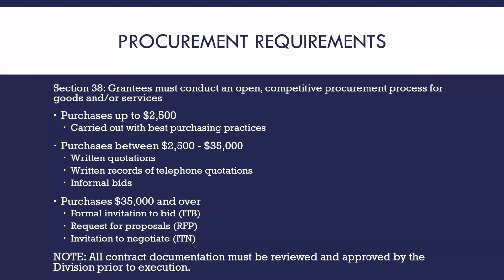Anything above $35,000, you would either need to do a formal invitation to bid, request for proposals, or invitation to negotiate. And before you execute those contracts, we at the divisions will need to review that to make sure that all of the information that is required is in them and that it is eligible as an expense.